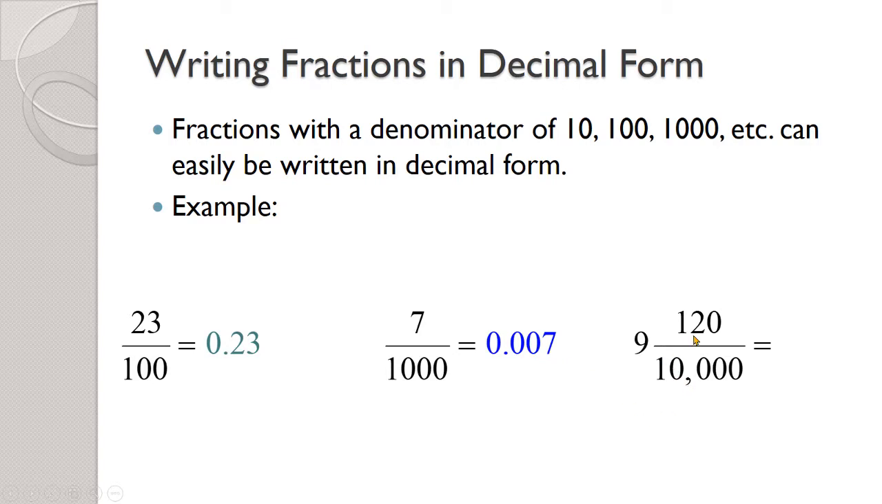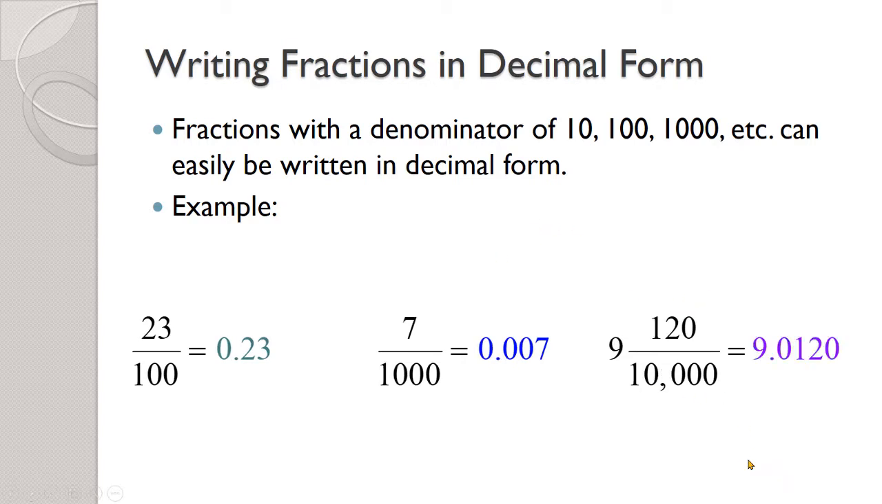And our last one, 9 and 120 10,000ths. We need to have 4 decimal places to get out to the 10,000ths place. But our numerator is only 120. We're going to have to put a 0 in front of that, and this becomes 9.0120. Now you may have noted that we don't really need that last 0, and in fact the zeros could have canceled in this fraction.